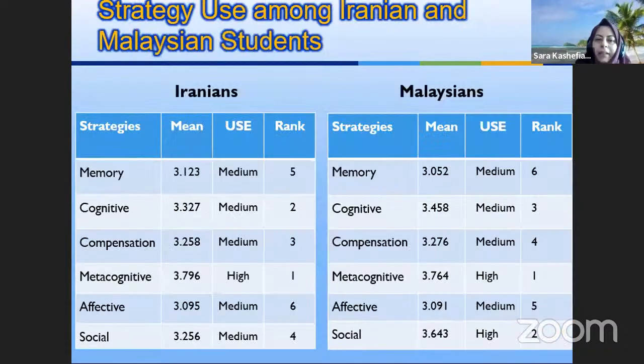As you can see, we have the strategies used among Iranian and Malaysian students here. Which strategies did Iranian students use the highest, as revealed from the results of the questionnaire? Yes, correct. They made use of metacognitive strategies more than other strategies, and Iranians were high users of metacognitive strategies and medium users of the rest of the strategies.